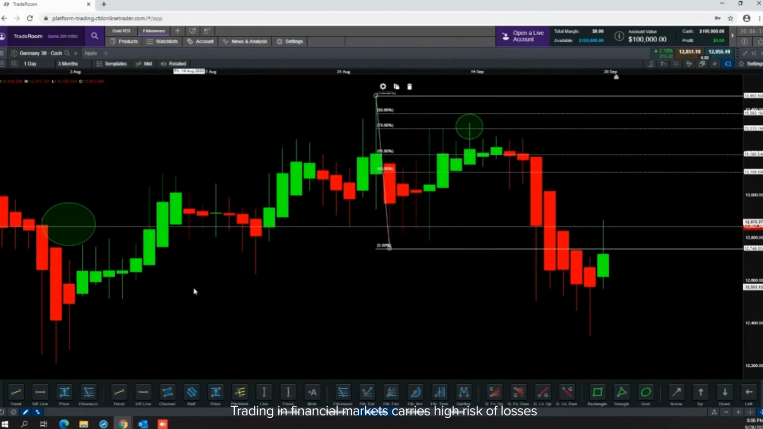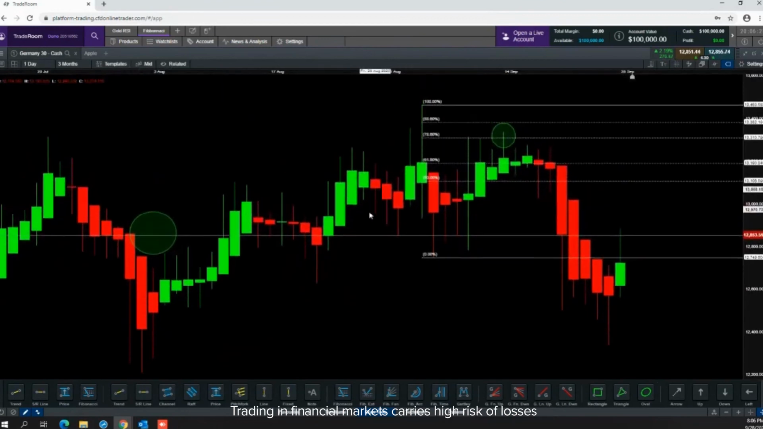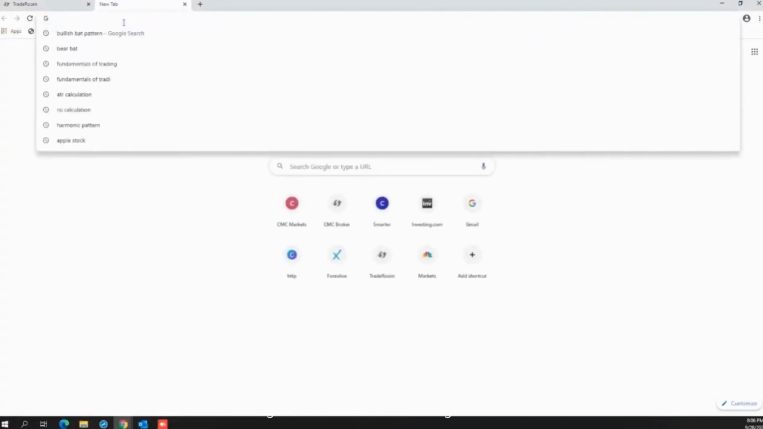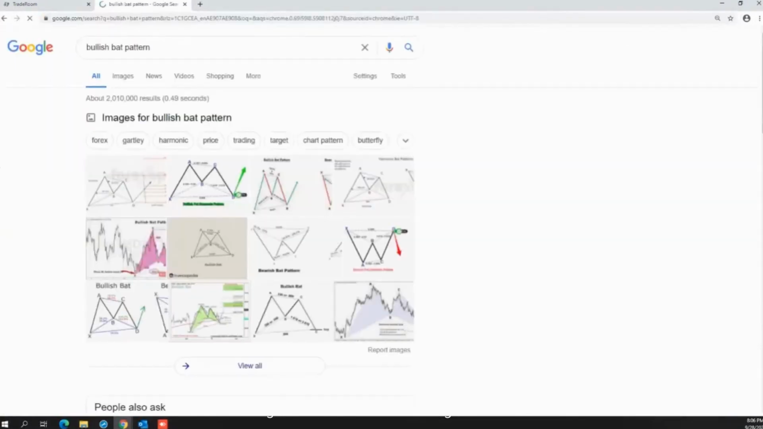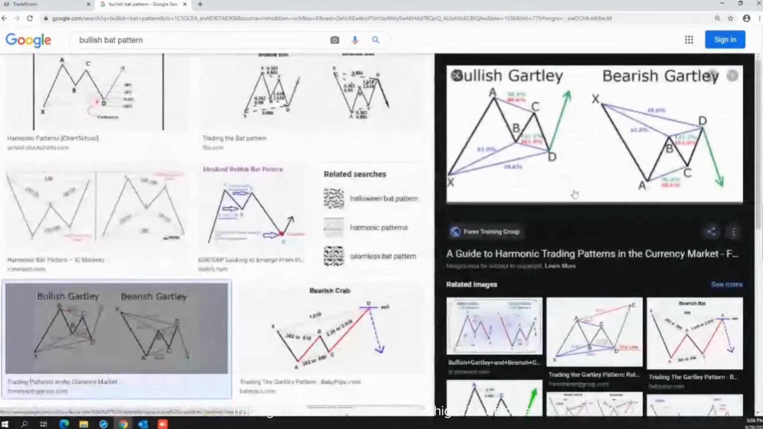We had X, we had A. This is A, this is B, and we got C. Now, one last move that we need in our favor is the D move. And if D happens exactly as per what we had seen on the patterns, let me open the Bullish Bat pattern so you all can see it along with me. Okay, so this is Gartley.